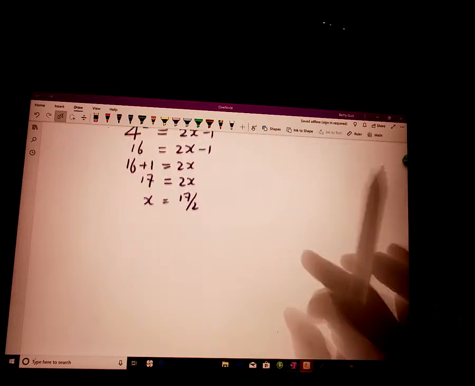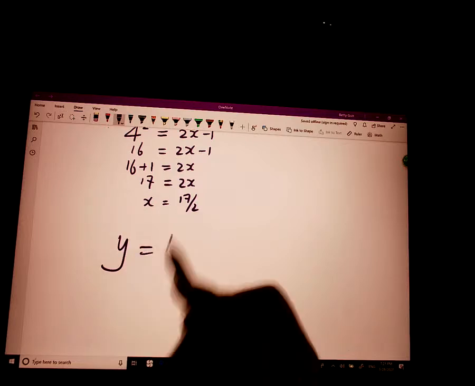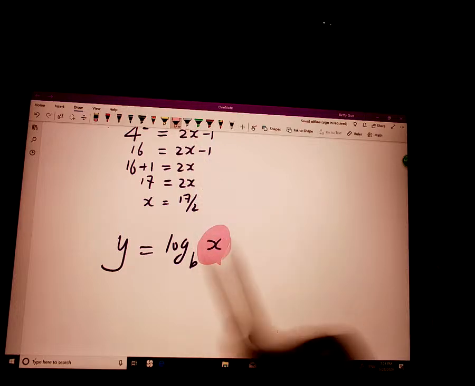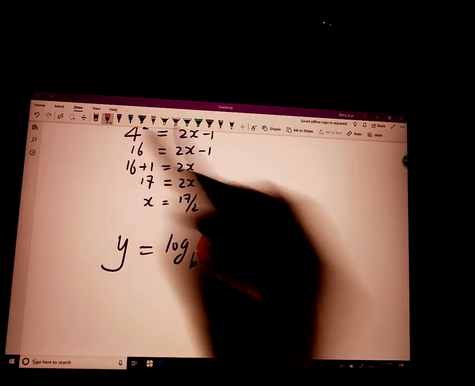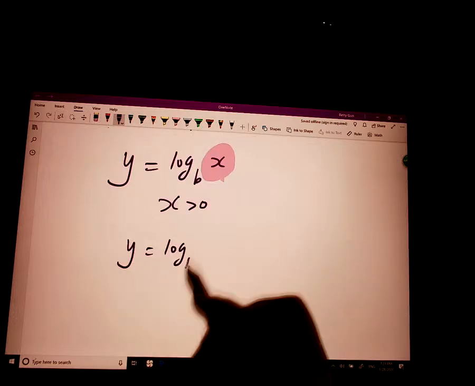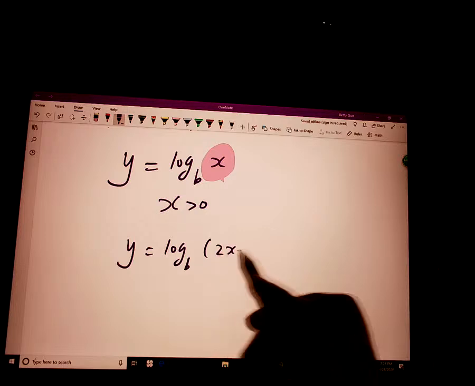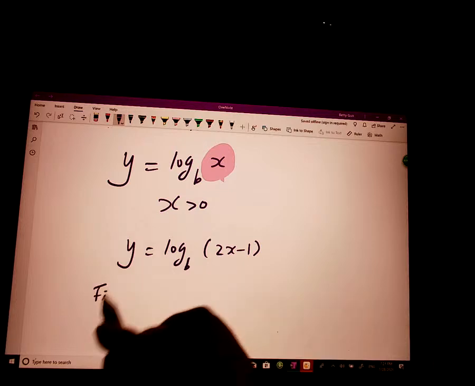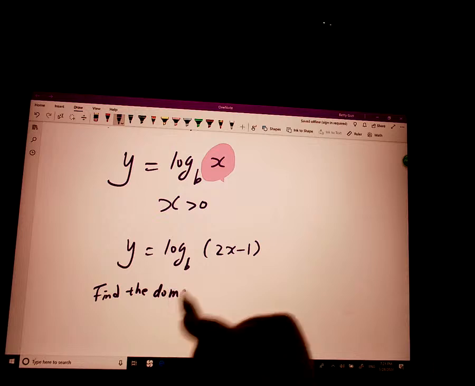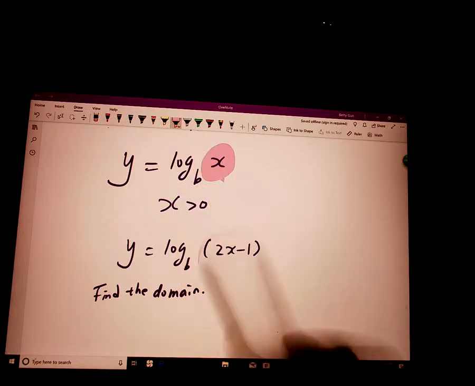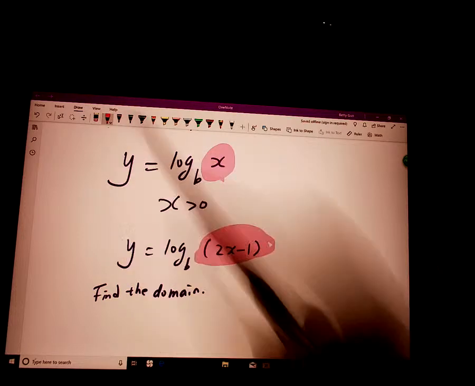One more thing about logarithmic functions, very important. y equals log with base b of x. We know this is anti, right? We know the function has a domain of all positive, meaning the anti has to be positive. So if I give you a function y equals log with base b of, let's say, 2x minus 1, and I ask you to find the domain of this function, how do you find it? Whenever you need to find the domain, you consider the restriction. The restriction for a logarithmic function is that the anti has to be positive.